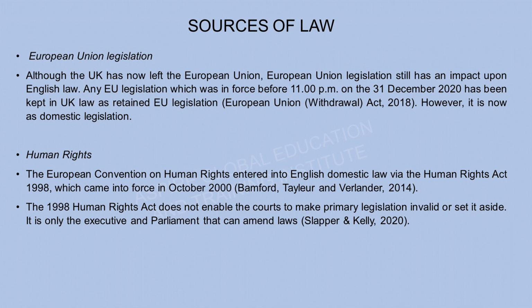The final area to look at regarding the sources of law is human rights law. Now, the European Convention on Human Rights entered into English domestic law via the Human Rights Act 1998, which came into force in October 2000. The 1998 Human Rights Act does not enable the courts to make primary legislation invalid or set it aside. It is only the executive, Parliament, that can amend laws.